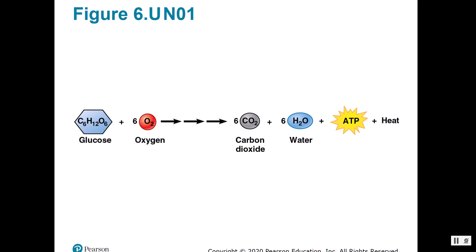So this is a review of the chemical equation for cell respiration. Again, we start out with glucose and oxygen. Those are reactants, and we yield, that's what arrows mean, yield or produce, carbon dioxide, water, ATP, and of course we lose some heat.